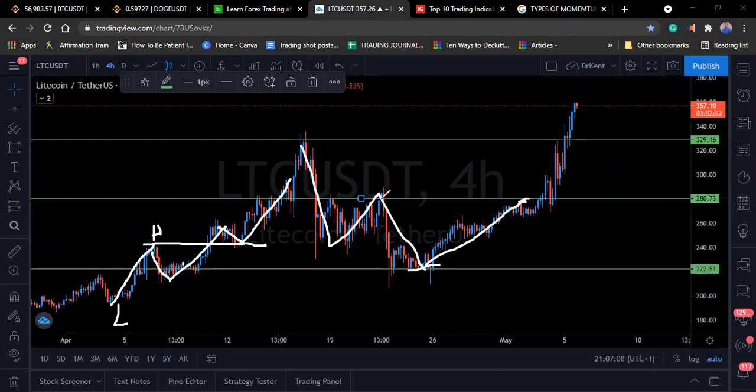As market breaks this resistance, comes down, they buy here again and ride the way up. So that's pure price action trading.